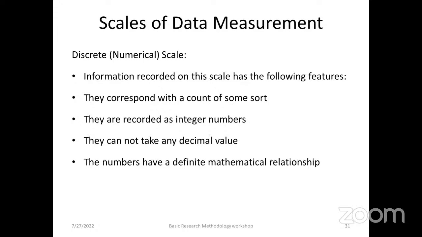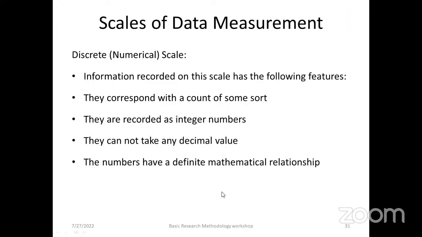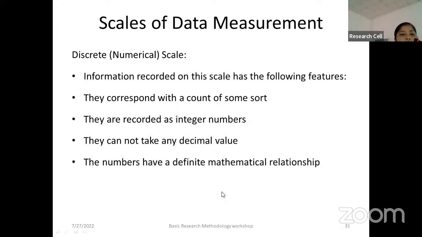According to the data-wise classification, the chart of qualitative and quantitative data we had seen, according to that chart, this interval and ratio data can be for the discrete or numerical scale. Okay, they can be on a discrete or a numerical scale. So here a discrete or a numerical scale means information is recorded that corresponds with a count of some sort, of course, and they are recorded as integer numbers. This is important. Okay, they don't have a decimal place. Okay, 1.1, no. 1.2, no, it is not recorded like this. It is recorded as 1, 2, 3, 4. Okay, the numbers have a definite mathematical relationship.